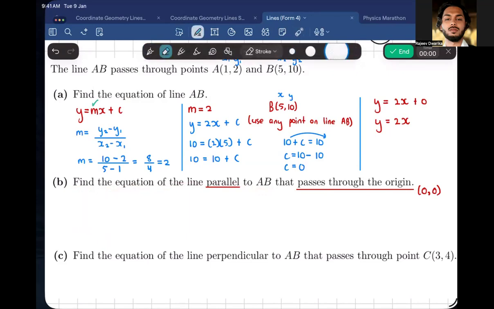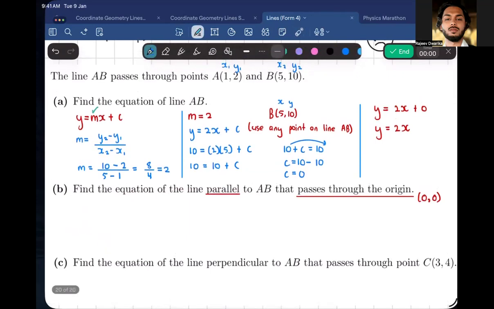So MAB, and I could just call this one the gradient of the second line. Sure, why not? So M2, I could just say M small 2, which means the second gradient is equal to 2. And why? Because parallel lines have the same gradient. Parallel lines, same gradient.